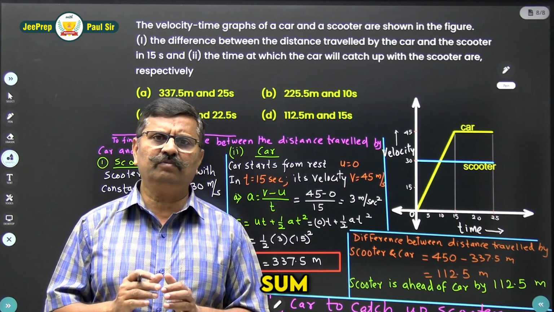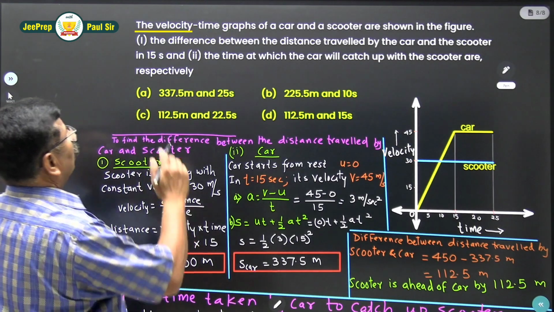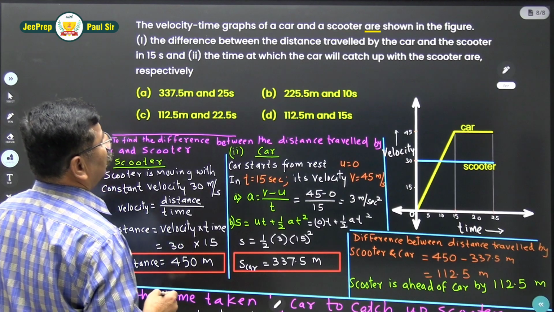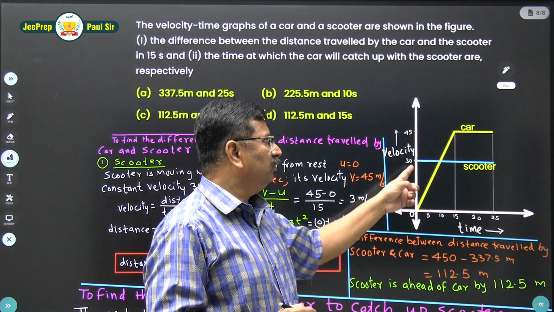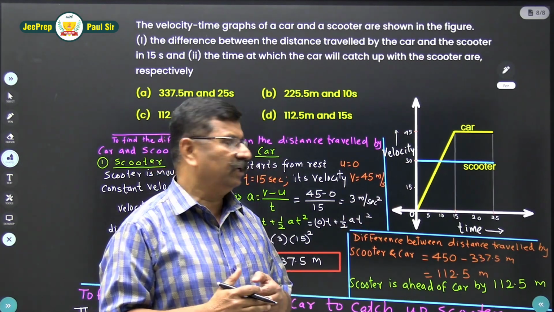Today we will do one sum on relative motion. Now let us read the problem. The velocity time graph for a car and scooter are as shown in the figure. This is the graph given to us and this gives the information about the movement of scooter and car.